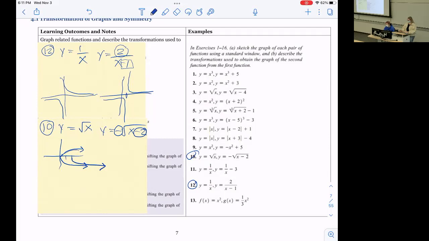I would like to add on these. You can also use your calculator to kind of see what has happened to the graph. And that could also help.